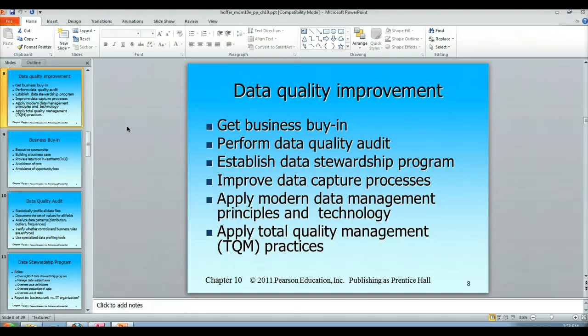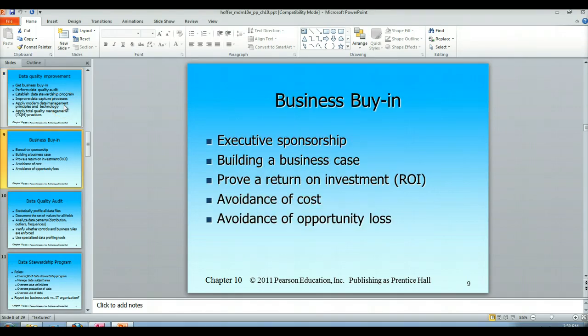You can perform a data quality audit. You need a data stewardship program. You need to improve your data capture. You have to apply modern data management principles and technology. And you really should follow total quality management practices. So let's take a look at these one at a time.